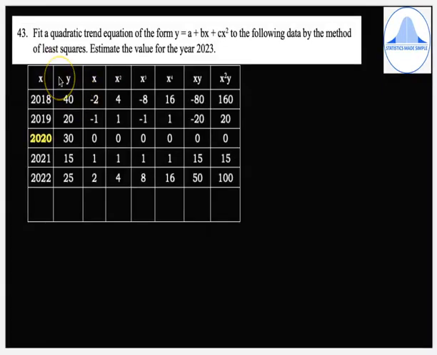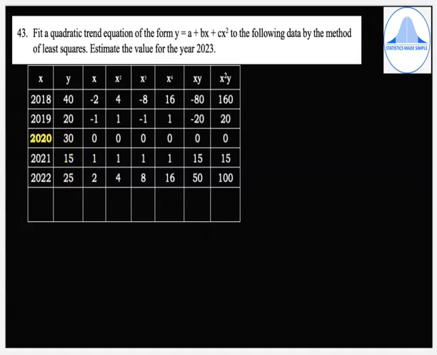43rd question. Fit a quadratic trend equation of the form y equal to a plus bx plus cx squared to the following data by the method of least squares. Estimate the value for the year 2023. This is a 10-mark question. The two columns given are the x column and the y column. So the x values are the years 2018, 2019, 2020, 2021 and 2022, and the corresponding y values are 40, 20, 30, 15 and 25.